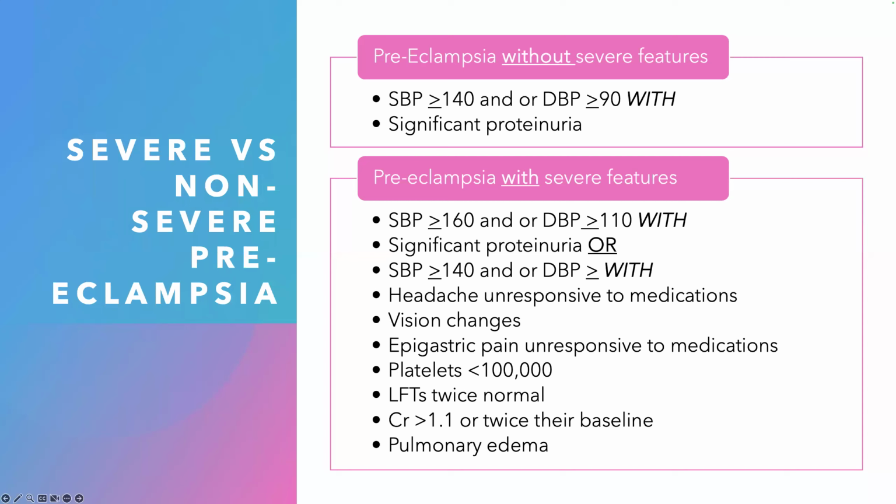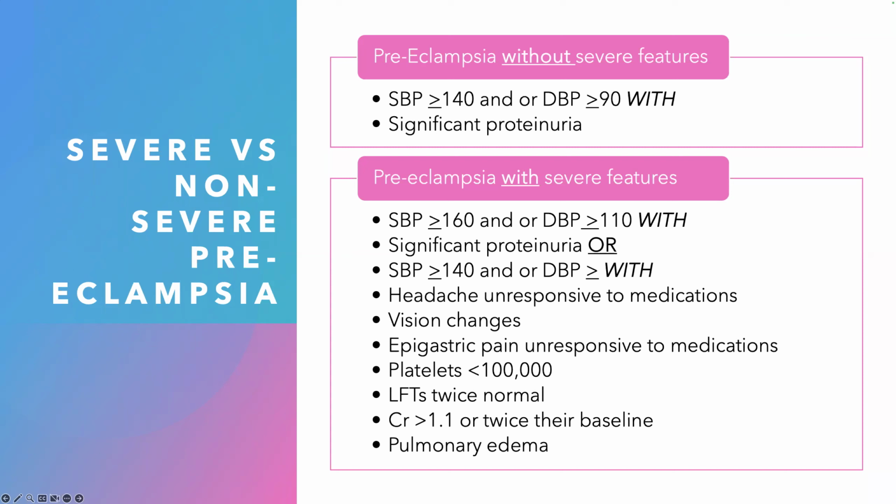or 0.3 on a protein creatinine ratio, which is when they just pee into a cup and you do a protein and a creatinine and you do a calculation. If it's 0.3 or higher, that is thought to equal 300 milligrams or more in a 24-hour urine. So in somebody with preeclampsia without severe features, that is what they have. They have elevated blood pressure and significant proteinuria. They have no other lab abnormalities or symptoms.